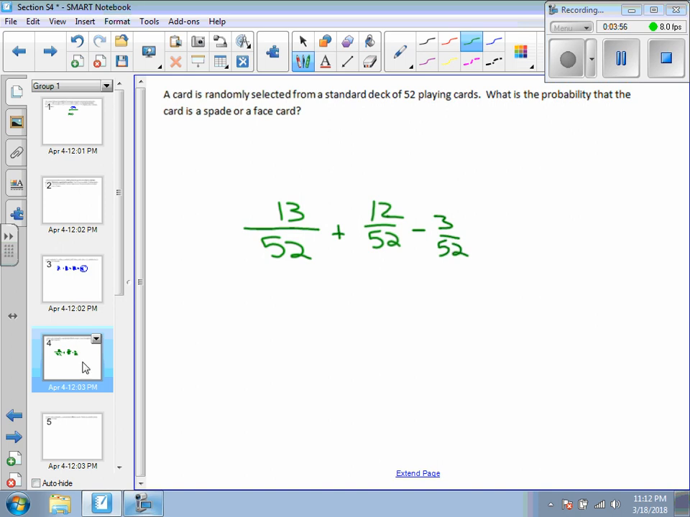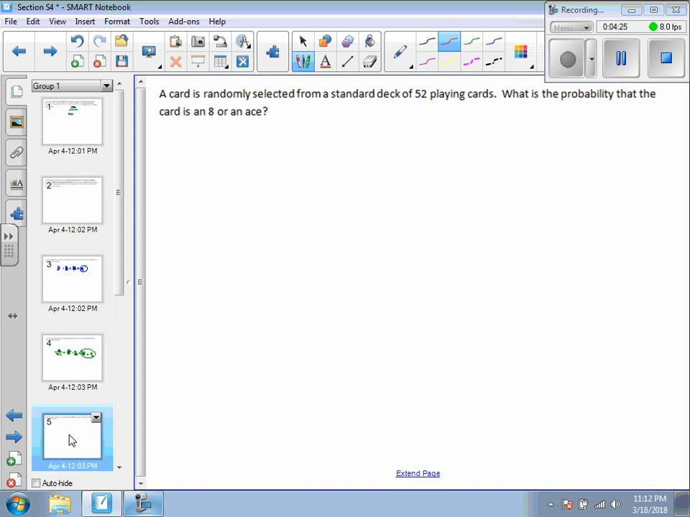13 plus 12 is 25, minus 3 is a 22 out of 52 chance that you will pull a spade or a face card. Again, we're going to use the fraction key on our calculator. So we take 22 and divide it by 52 to find our decimal, and that will simplify to 11 out of 26. Again, either answer is going to be fine. But the key thing was that you had a face card that was also a spade. So those events overlapped.